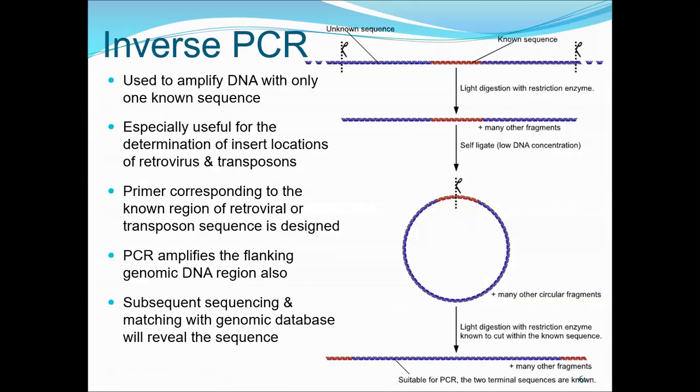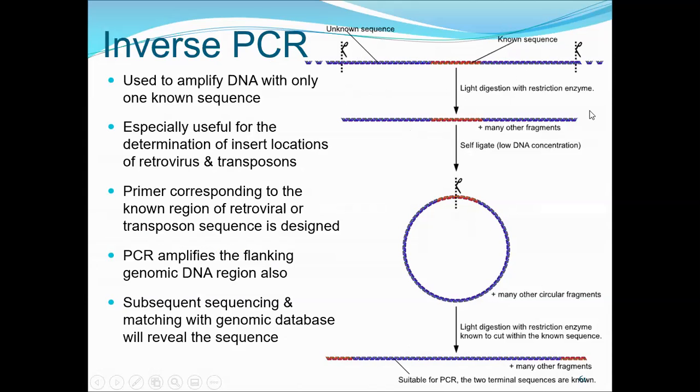Then comes, I guess, the last one, which is inverse PCR. In this one, what happens is you have a long stretch of DNA, and just the middle of this stretch is known, whereas the others are unknown. So what you do is you will digest the ends with a light digestion with the restriction enzyme, so that only the ends digest, not the in between. You'll end up getting many fragments along with this one.